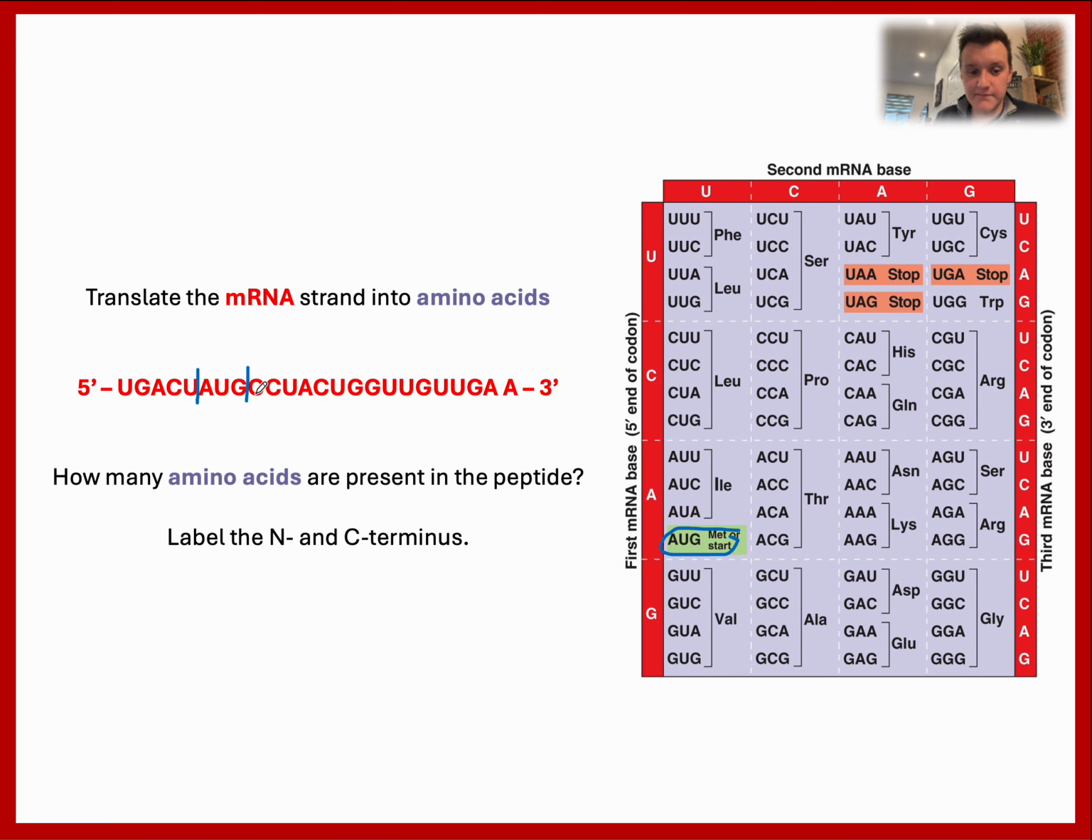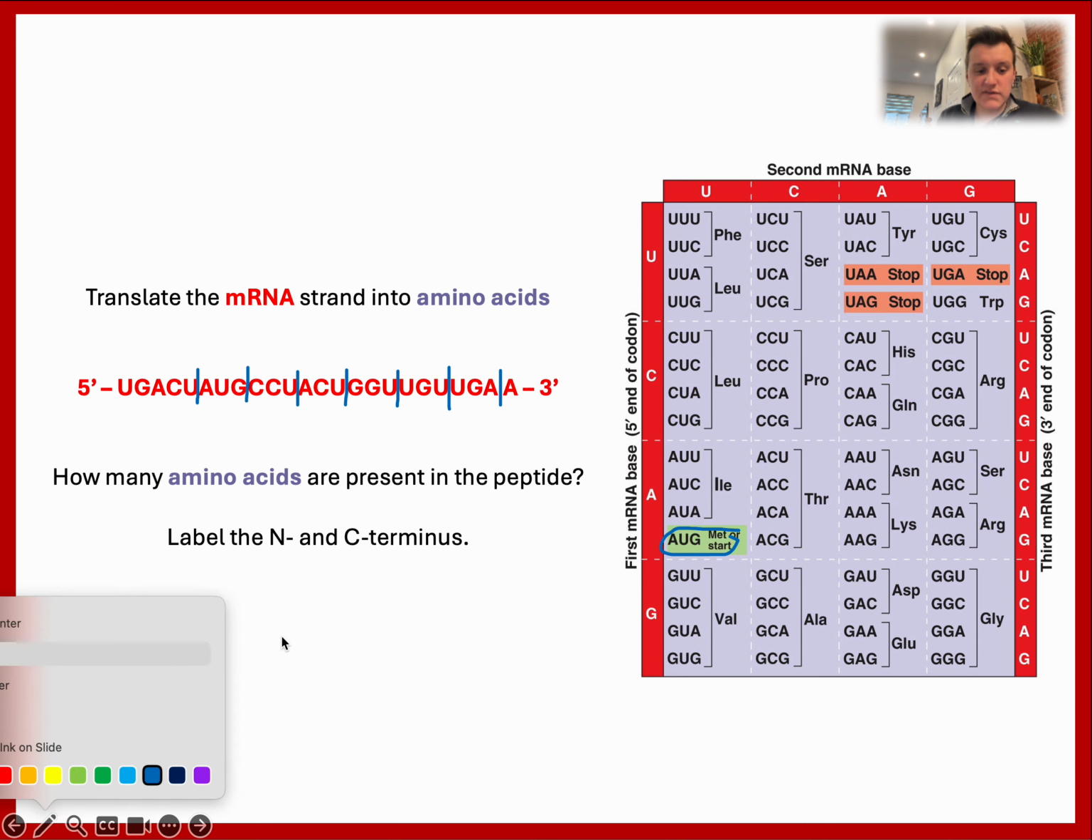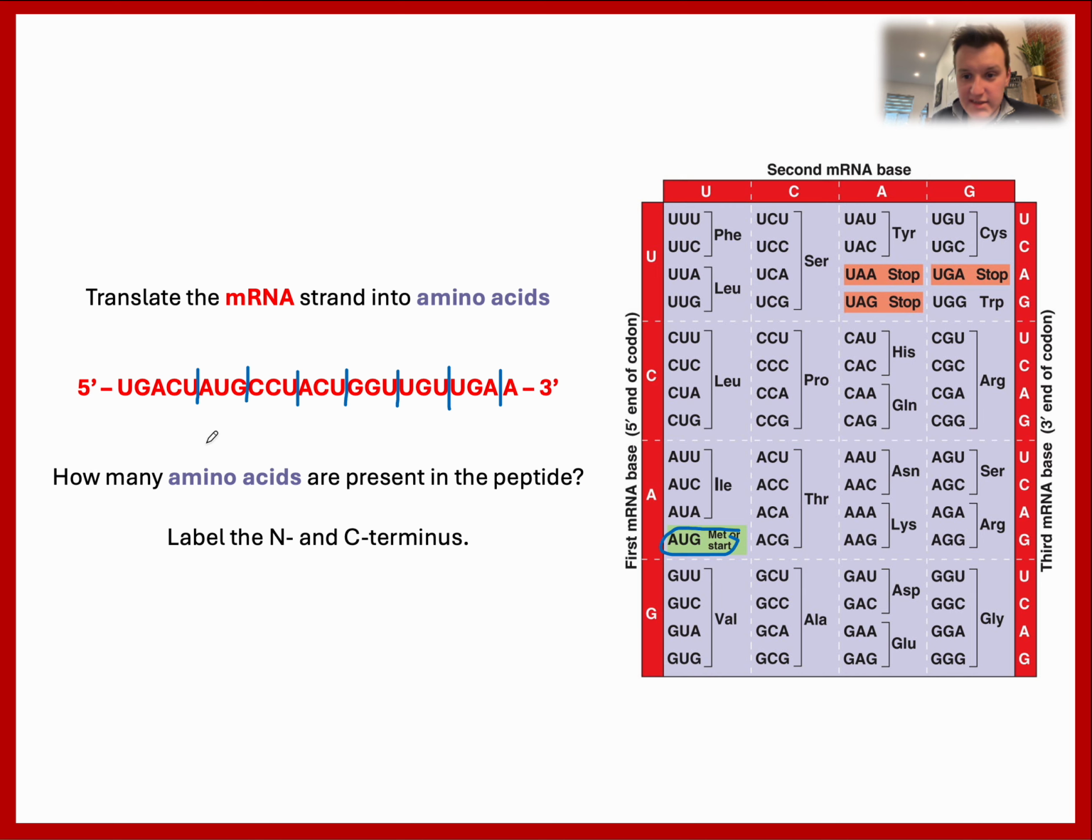So AUG, then it'll read CCU, then it'll read ACU, GGU, UGU, UGA, right? So it'll go through these little phases. Let's go see what we have. So AUG, the first one it's going to make, is going to be a methionine. That will always be the first amino acid that you're going to have. Then it's going to link a CCU. CCU, if I look here, is proline.